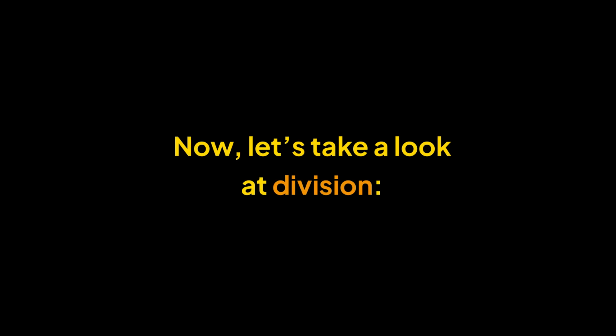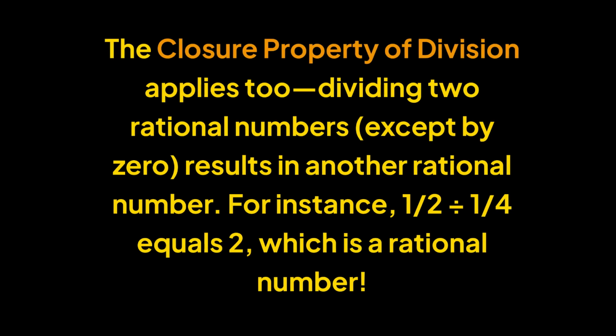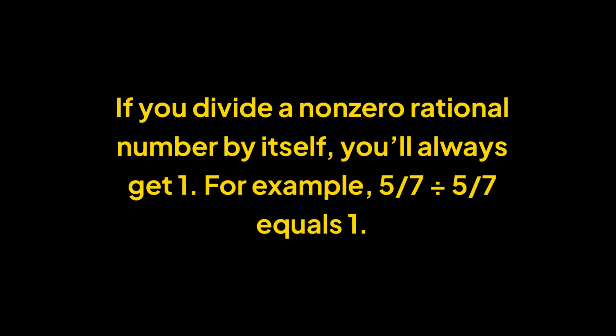Now let's take a look at division. The closure property of division applies too. Dividing two rational numbers, except by 0, results in another rational number. For instance, 1/2 divided by 1/8 equals 4, which is a rational number. If you divide a non-zero rational number by itself, you'll always get 1. For example, 5/7 divided by 5/7 equals 1.